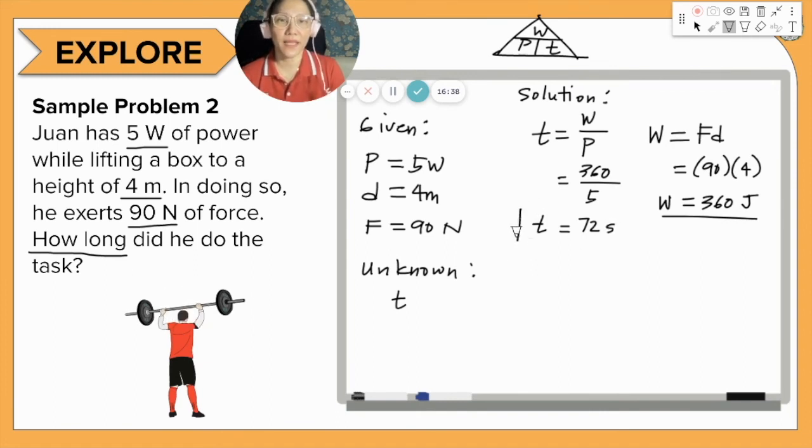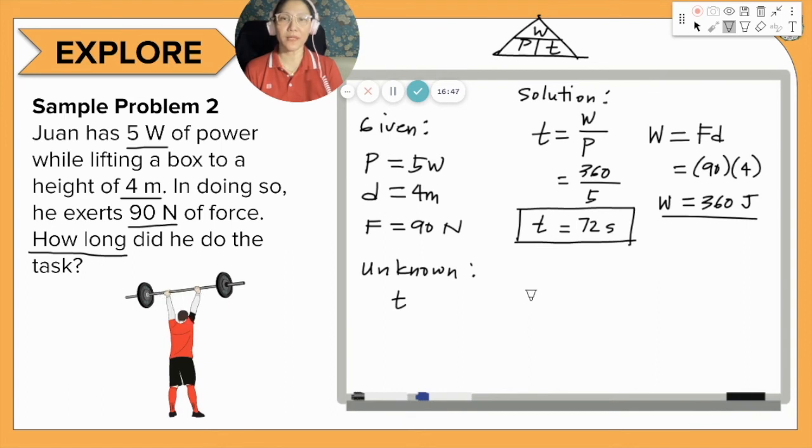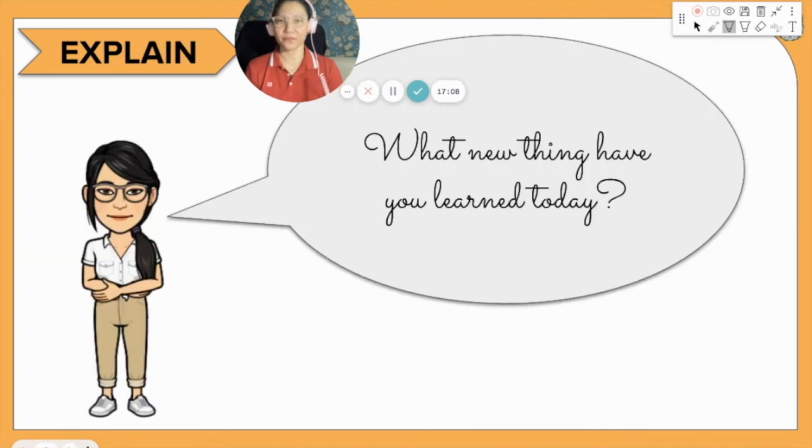The final step would be to box your final answer. So this is the solution for sample problem 2. We need two steps to solve for this. First step is to solve for work, and then when we have solved for work, we plug it into the formula for power in terms of time, and then we were able to solve for time. All right, let's move on.